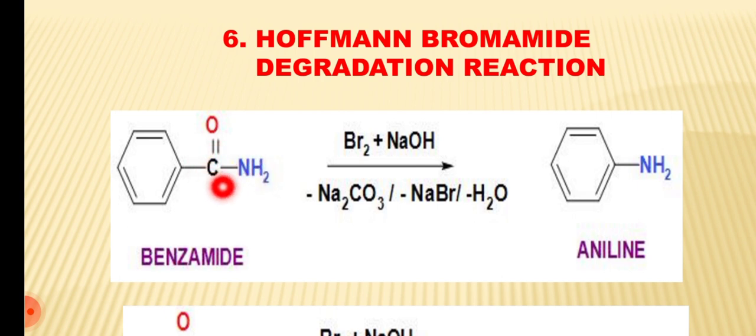This reaction takes place in presence of bromine and sodium hydroxide, which react in situ to form sodium hypobromite, that is NaOBr. There is liberation of sodium carbonate, sodium bromide and water molecule. So starting with benzamide, we get formation of aniline.